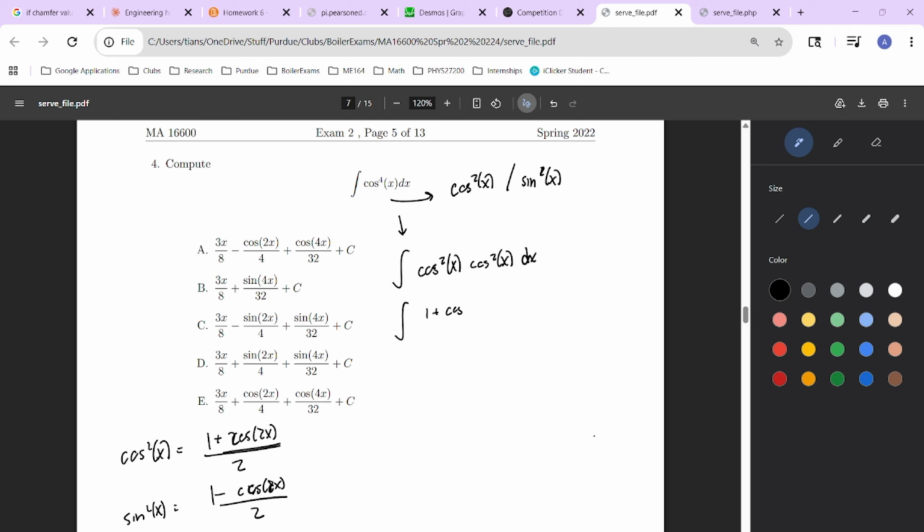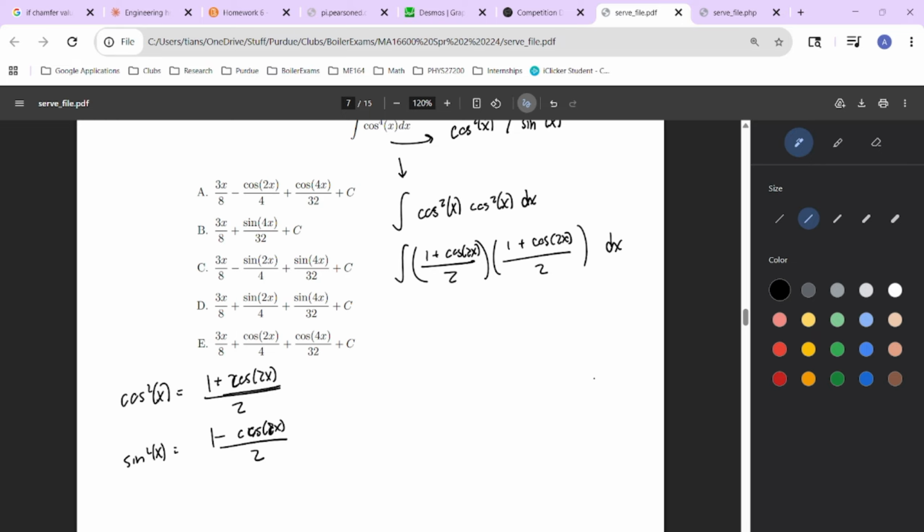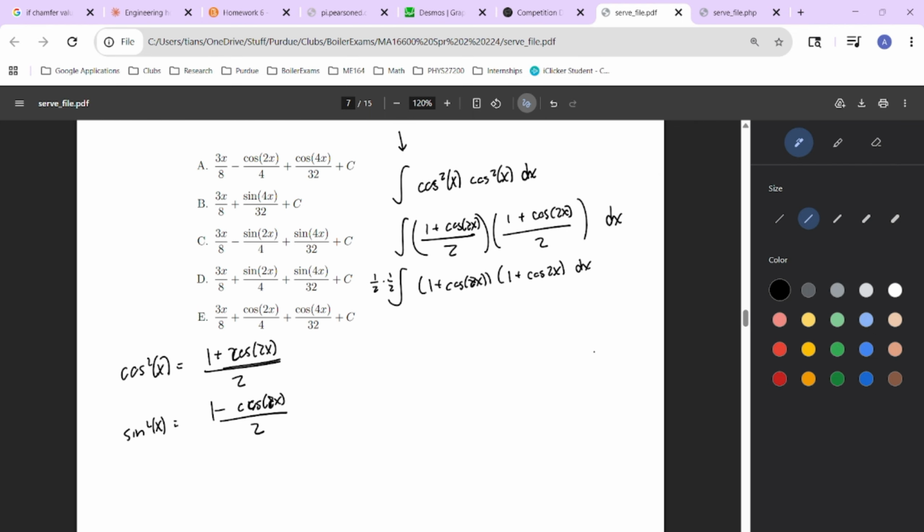1 plus cosine 2x over 2, multiplied by that again. Now I'm going to pull out a 1/2 from each of these so that our integral becomes a little simpler. If I pull out a 1/2 from each, that becomes 1/4 on the very front: 1/4 of (1 plus cosine 2x) multiplied by (1 plus cosine 2x) yet again, dx. Now we simply distribute.